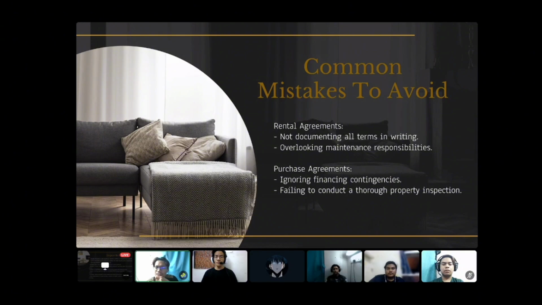So the common mistakes to avoid while agreeing on an agreement: for rental agreements, not documenting all terms in writing, overlooking maintenance responsibilities; for purchase agreements, ignoring financing contingencies, failing to conduct a thorough property inspection.